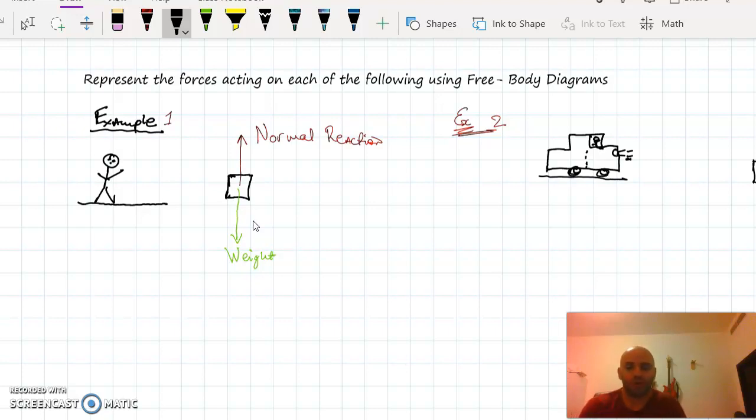So for the first one, we've got a guy standing still. Okay, so he's standing, and I am going to represent him using a free body diagram. So I'm going to draw a box, but some people draw a circle. Doesn't really make a difference. Some people like to draw a circle, I like to draw a box, doesn't really matter.